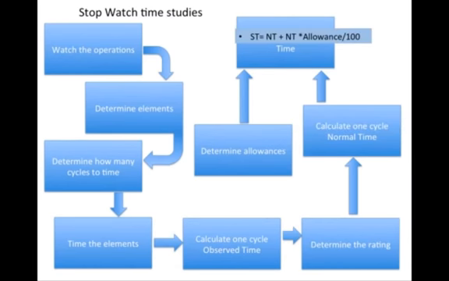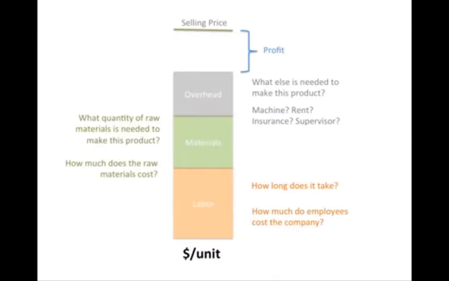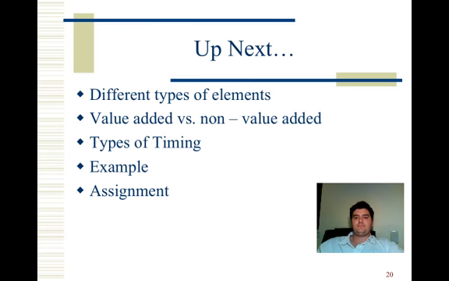Then what you do is you take the allowances that you've calculated, and you take the normal time, and then you add the normal time plus the allowance. And I have allowances in here as a percentage. That's why it's divided by 100. But that will get you the standard time. When you're getting to this value, how long does it take? You need to do all of those steps to figure out how long it takes.